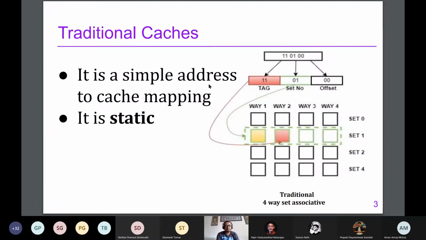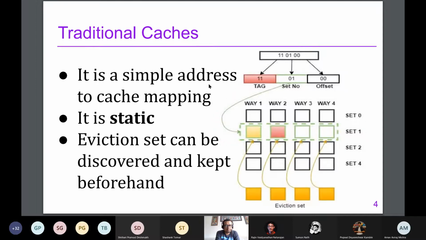Next slide, please. So these are the traditional caches which we presently have in our systems. We have this address whose binary gets divided into tag, set, and offset, and based on the set, it gets placed into our caches. It's a simple addressing scheme, and to be frank, it's a static one. Next slide, please. Being static, it comes with the vulnerability that eviction sets can be pre-computed and kept beforehand, before commencing any attack.